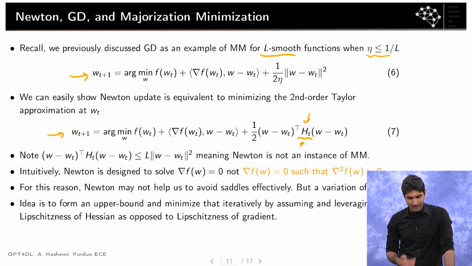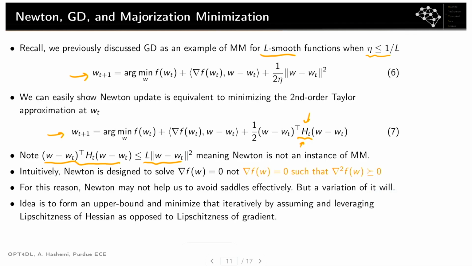Another difference is that we are not necessarily minimizing an upper bound on the function. I can give you quite a few examples. For instance, I can give you an L-smooth function where this term is actually less than L times the norm squared of W minus WT. What does that mean? It means that whatever I am minimizing locally at time t is not an upper bound on the function. Therefore, Newton is not necessarily an instance of the majorization minimization paradigm, so we may not benefit from the benefits of majorization minimization.